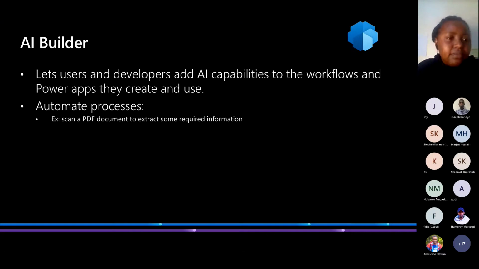AI Builder lets users and developers add AI capabilities to the workflows and Power Apps they create and use. Remember in Power Automate, I mentioned that you can enhance your workflows with AI. You can detect images or text or something of the sort. That is one of the benefits of AI Builder. It also automates processes, for example, you can scan a PDF document to extract some required information.